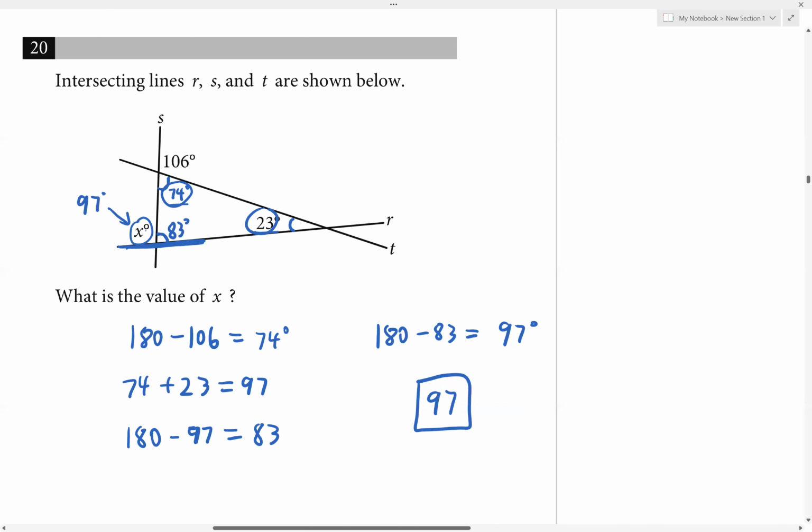But if you don't remember the exterior angle rule, that's okay. You can still use the triangle to help us, and then we can still get the same answer. All right, so for number 20, the final answer should be 97.